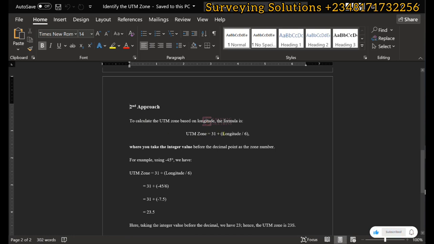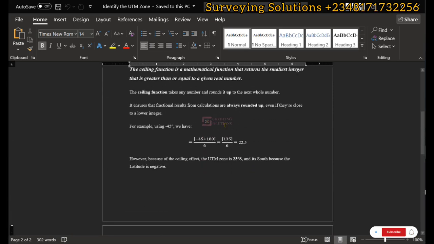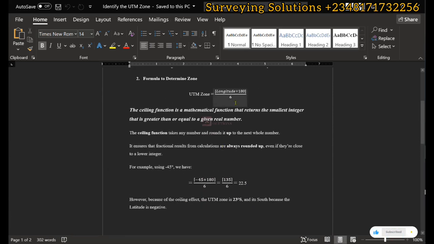is equal to 31 plus the longitude of the point divided by 6, right? At this point, you take the integer value before the decimal as the UTM number. In this first approach, what you do is round up the number you have to the next whole number, right? Good. So you consider everything.